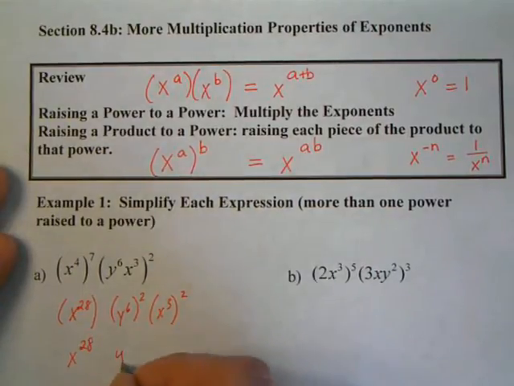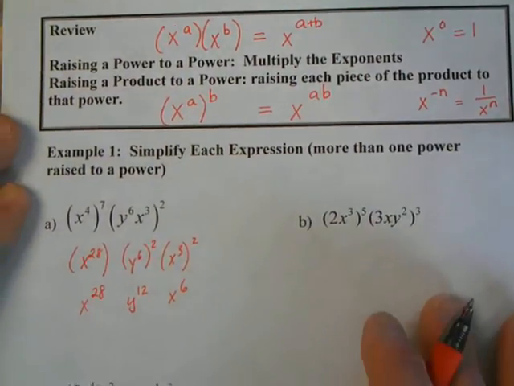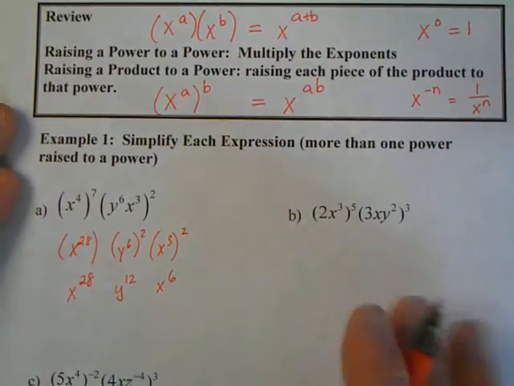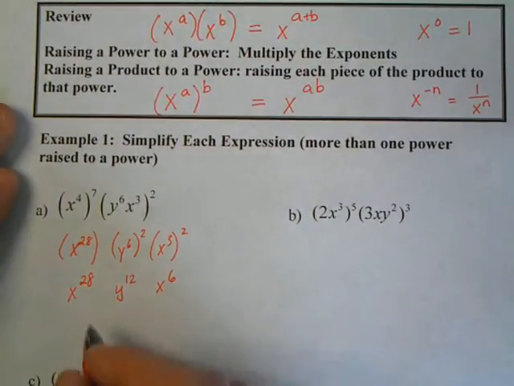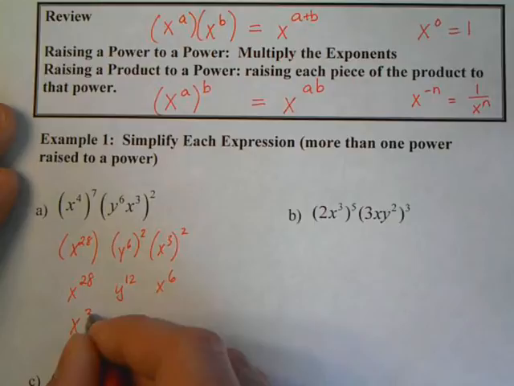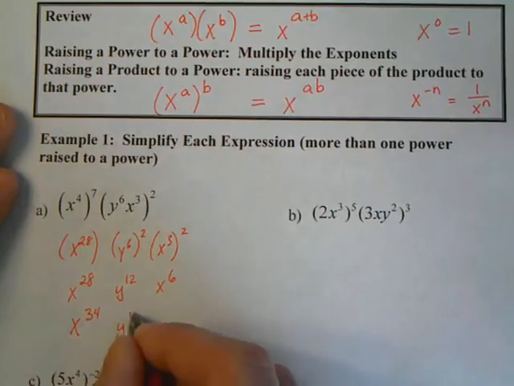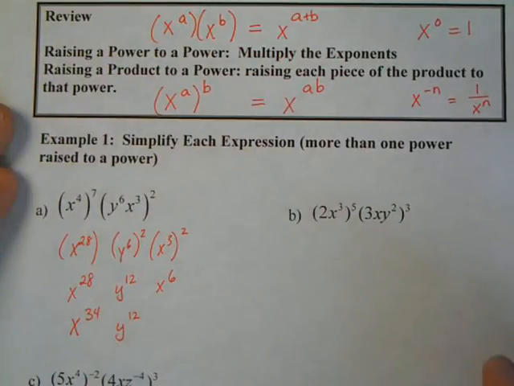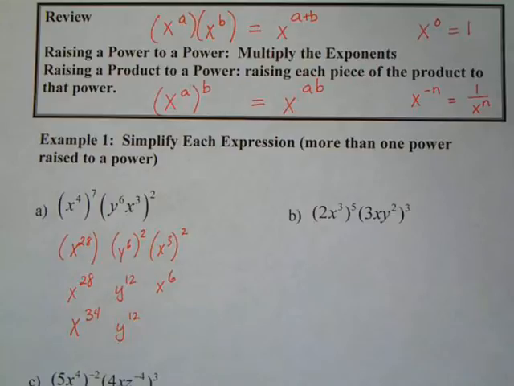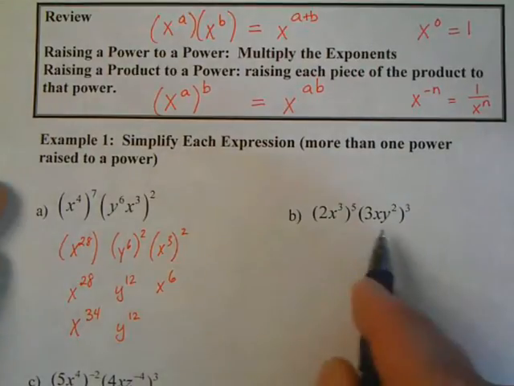As we continue that, the x to the 28th is going to come down. Power to a power, we multiply. Now we're going to group our x's together and try to simplify those. We have a total of 34 x's, so we add our exponents: x to the 34th and y to the 12th.